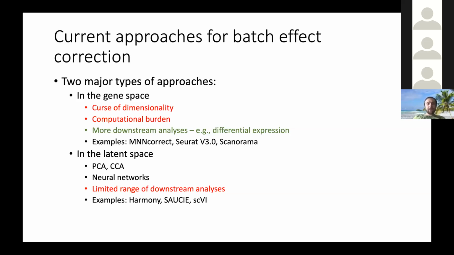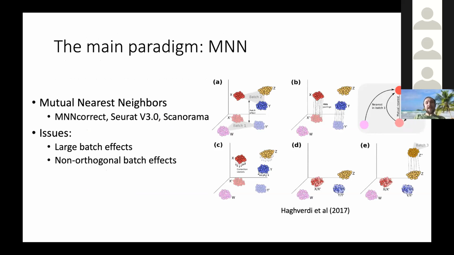Okay. From here to the end of my talk, I will concentrate on the methods that operate in the gene space. My goal was developing a method in the gene space. The main paradigm of gene space methods is the so-called mutual nearest neighbor.